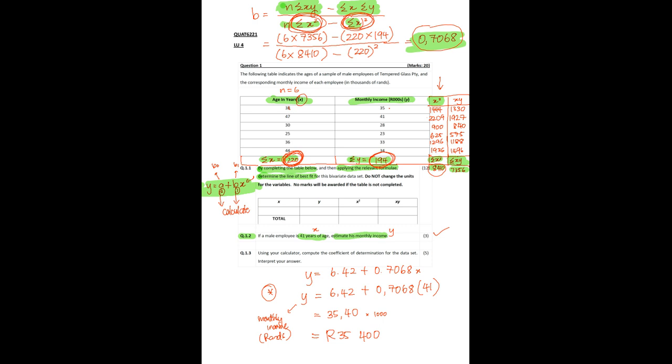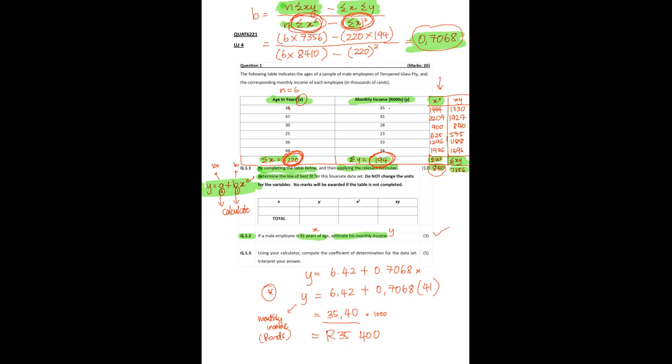So please don't forget that once you get the decimal, because this is specifically looking at what the person's monthly income would be if he's 41, you need to convert that to a rand value. So it'll be 35,400. Okay, that's question 1.2.